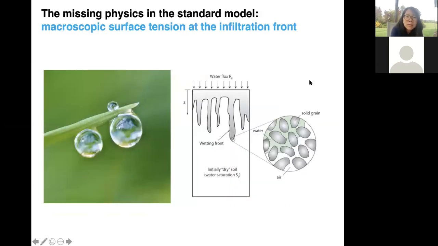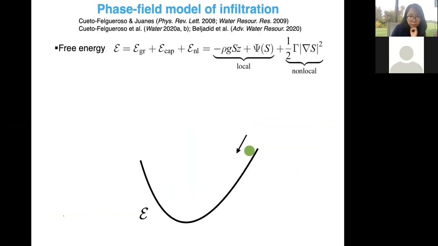And so it turns out the missing physics in the standard model is the ability to describe the macroscopic role of surface tension at the infiltration front. Energetically speaking, what the model is missing is the fact that when water is percolating through the soil, it's also creating interfaces. So there should be an energetic penalty when you're creating interfaces. And that aspect is missing in the original model.